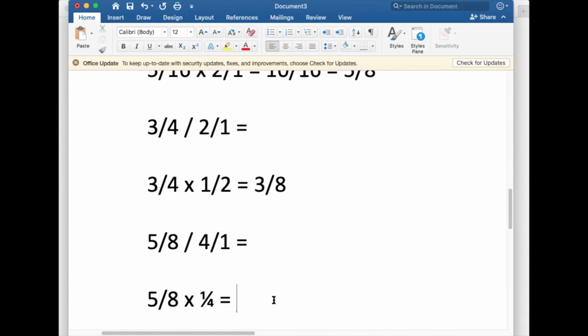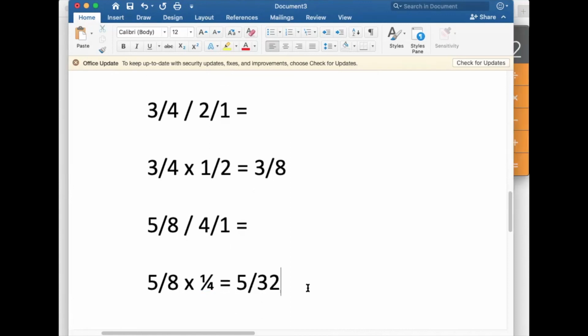5 times 1 is 5. 8 times 4 is 32, so 5/32. Now, 5 can't be divisible by 2, so that would be our answer, 5/32.